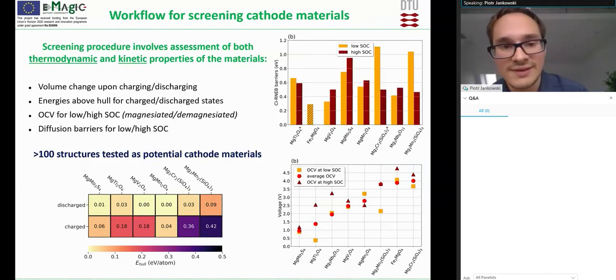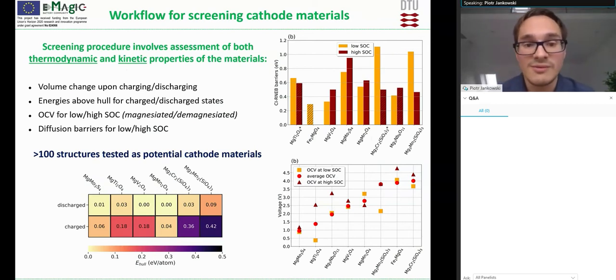So the most important thing is that we are looking at both thermodynamics and kinetics. And in the case of magnesium batteries, it's very important because magnesium very often gets stuck in the structure. So we can have a material that will have a very high potential, but then we cannot remove magnesium at all. So this cathode doesn't work. So if you do the entire procedure, at the end, we will have properties like volume change, stability of the material, and also potential and energetic barrier at different states of charge of the battery. And based on that, we can say which material should behave well in experiments.